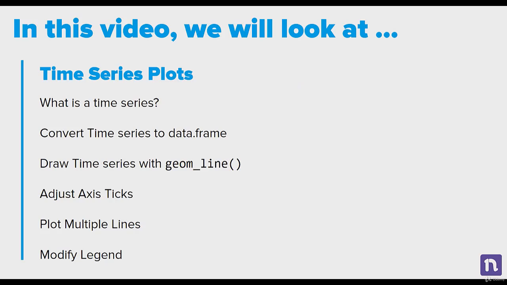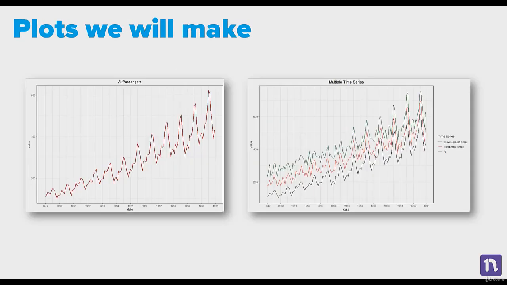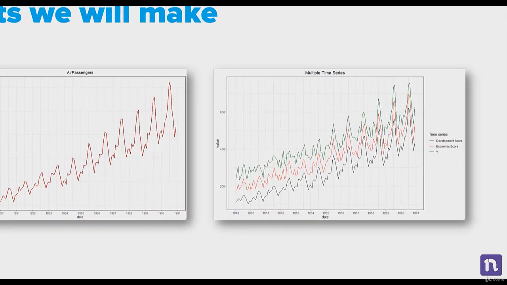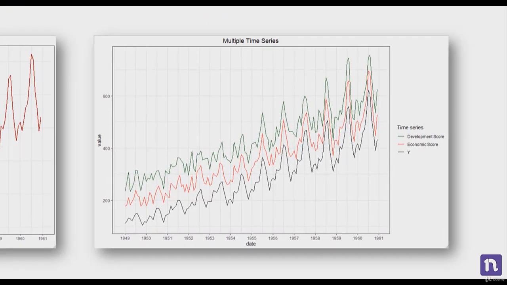By the end of this video, you would have created time series plots that look like this, where you have one single time series displayed in the desired frequency. If you look at the x-axis, you have every year's value shown on the x-axis. On the right hand side plot, you have multiple time series plotted on the same chart itself and a legend added to it. We will see how to modify the color and the text of the legend as well.